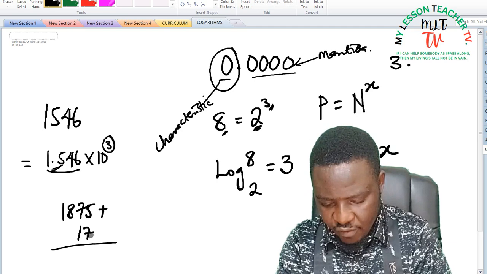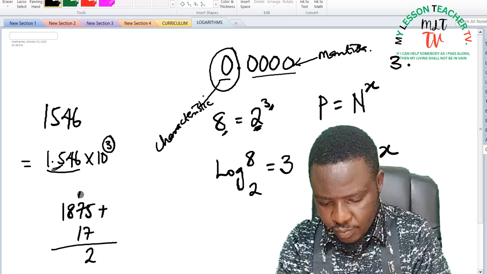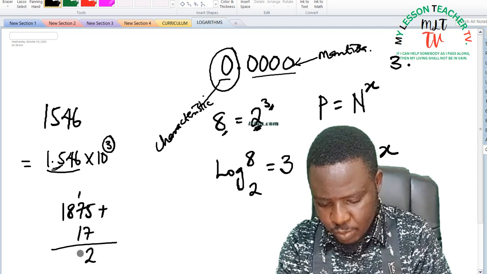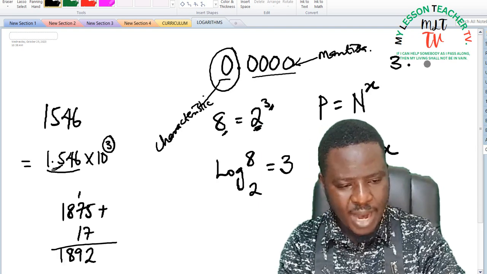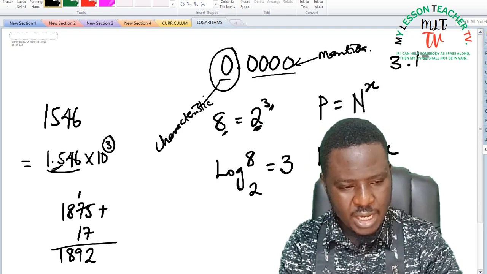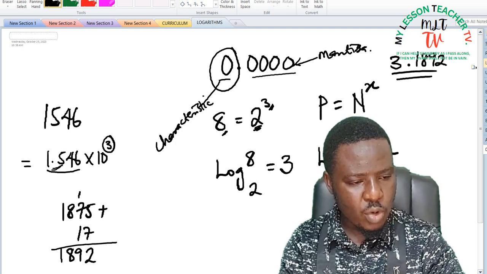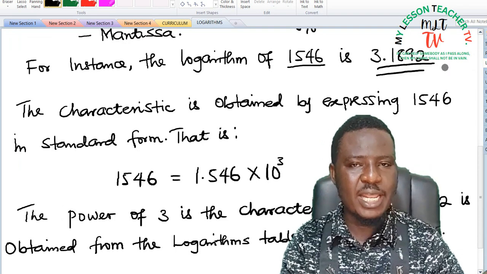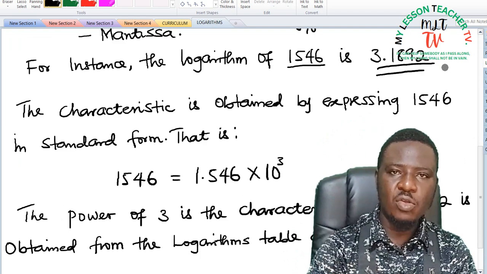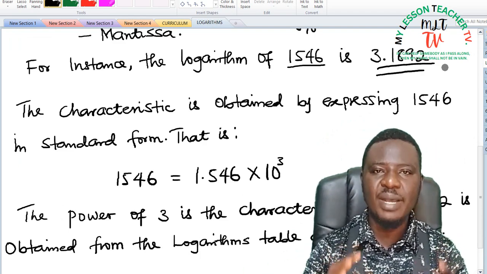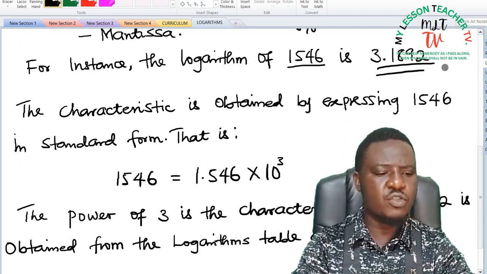So this is going to be 5 plus 7 is 12, carry 1. This is 7 plus 1 is 8 plus 1 is 9. This is 8 and this is 1. So my answer now is going to be 3.1892. And I believe this is what we got as the logarithm, 3.1892. That is how to use the logarithm table in determining the values of logarithm of a number. Now that we have reminded ourselves on how to get the logarithm of a number using the logarithm table, let's solve some exercises.